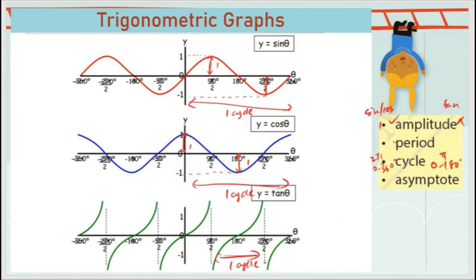Then the period is the length. Another one, the asymptote. For sine and cosine, we don't have an asymptote. But for tangent, yes, the asymptote is located at x equal to 90 degrees and x equal to 270 degrees.